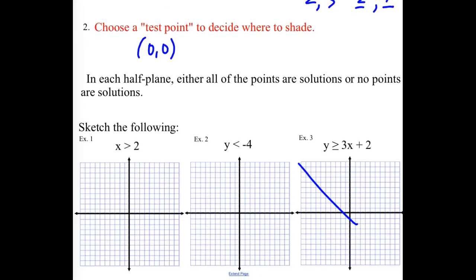In each half plane, either all of the points are solutions or none of them are, which means if I tested a point here and it worked, then all the points up here would work. If I tested a point up here and it didn't work, then I'd want to shade everything down here. Does that make sense? It's an all or nothing idea. So let's go through and look at what these shapes should be.